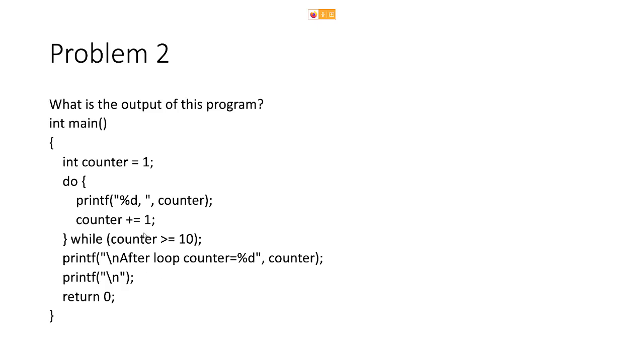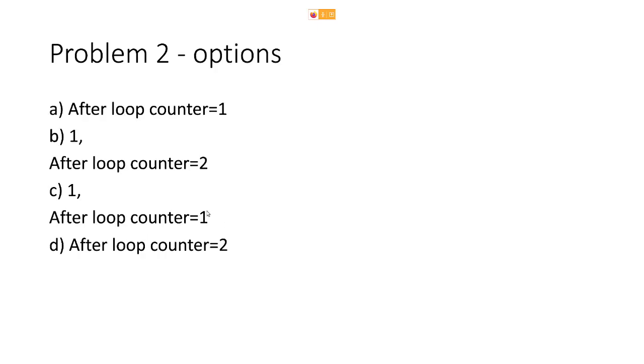So it will be false, and so then it will come out and print after loop counter is, what should it print now? 2. Yeah, so then option B will be correct. First it will print 1, then it will print after loop counter is equal to 2.